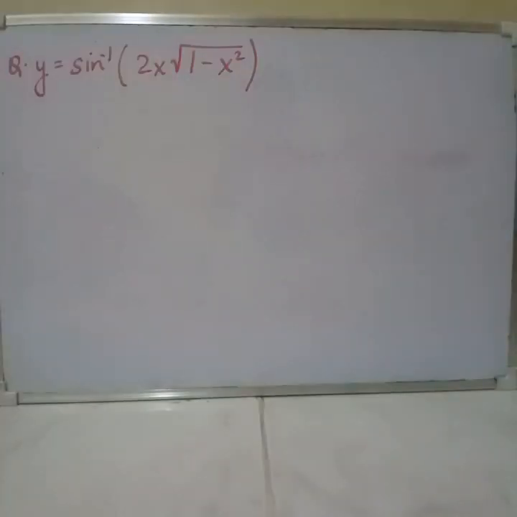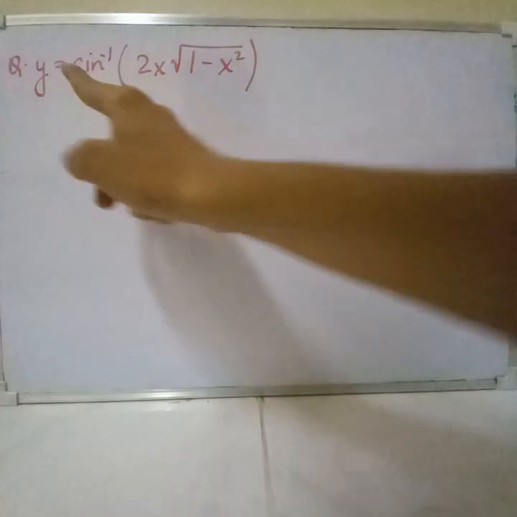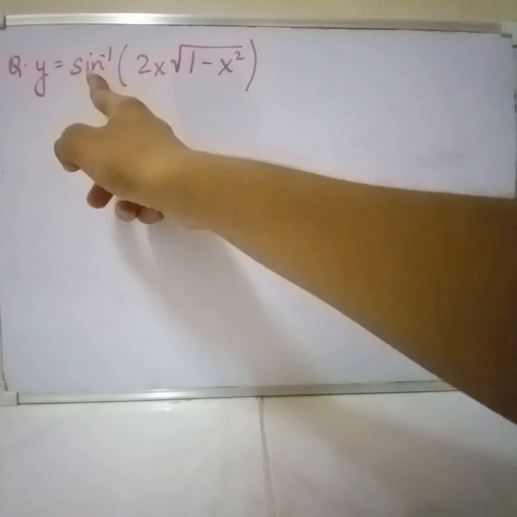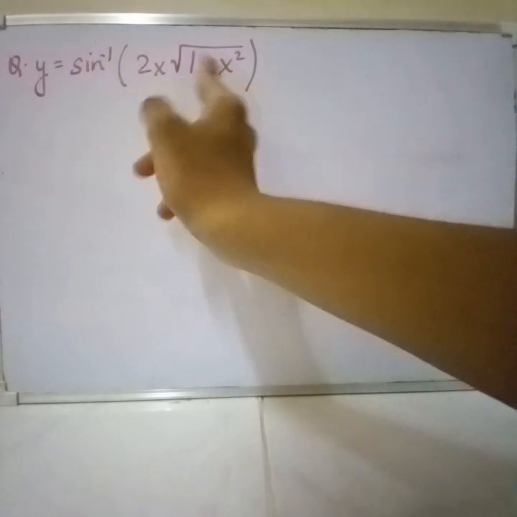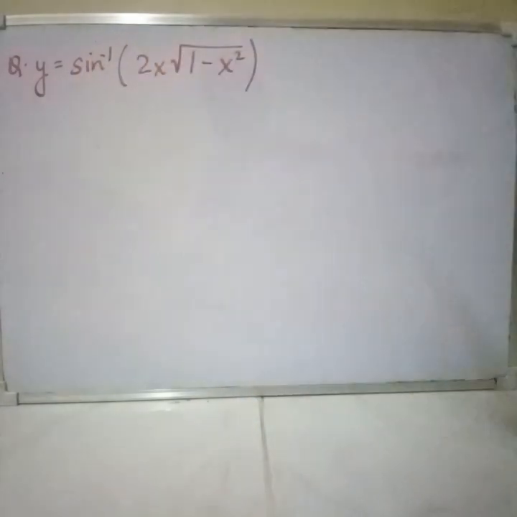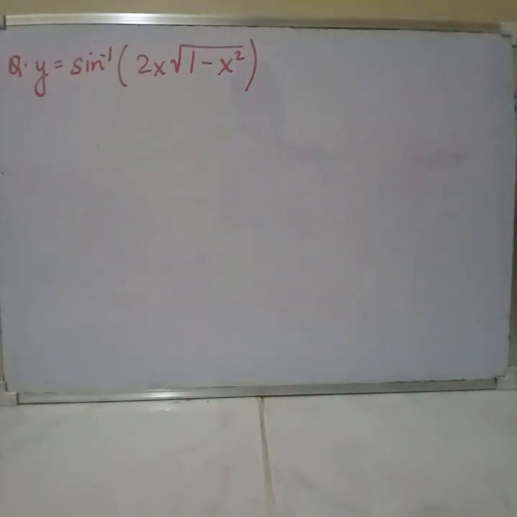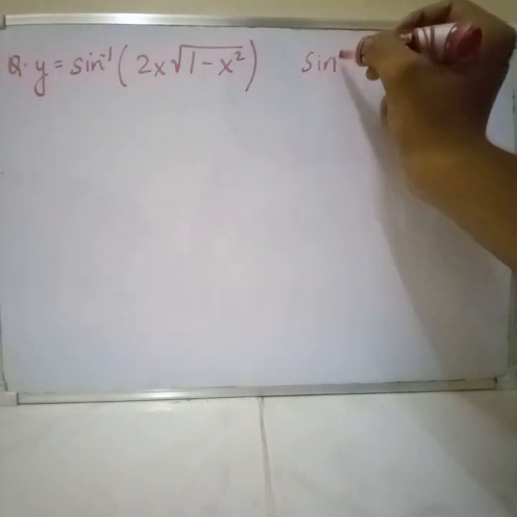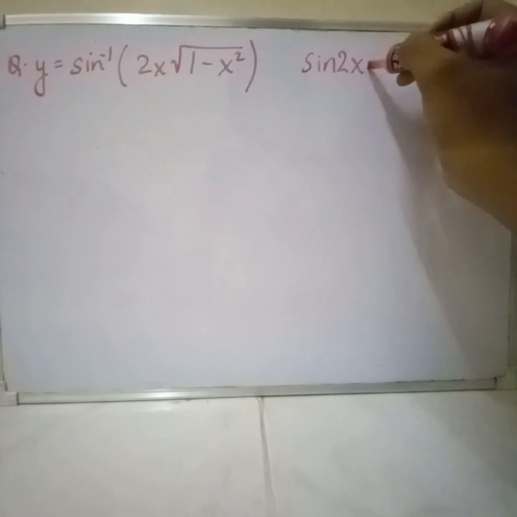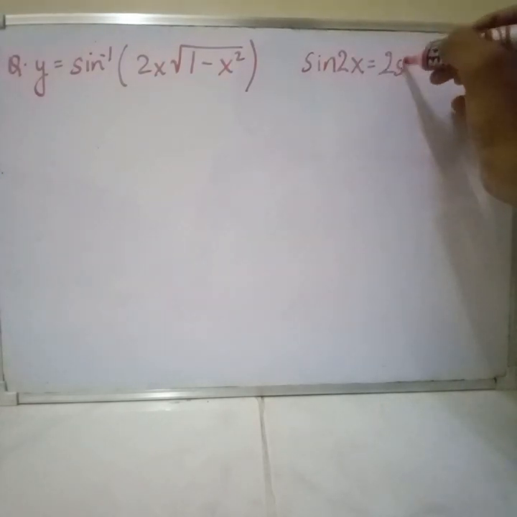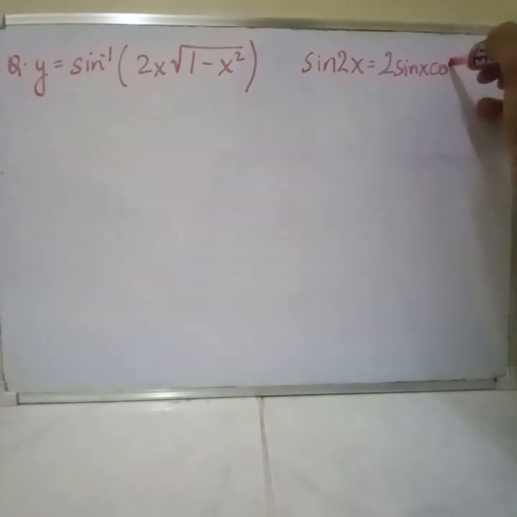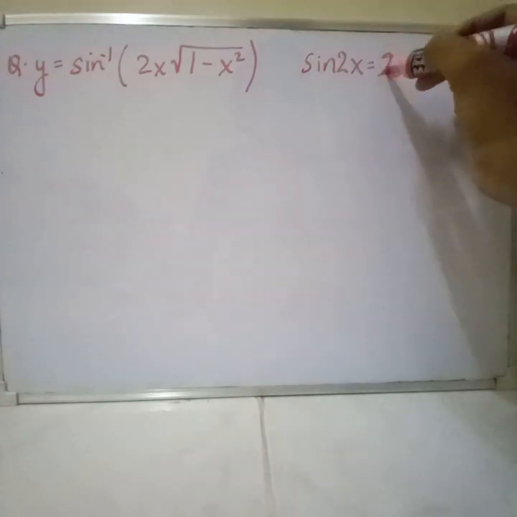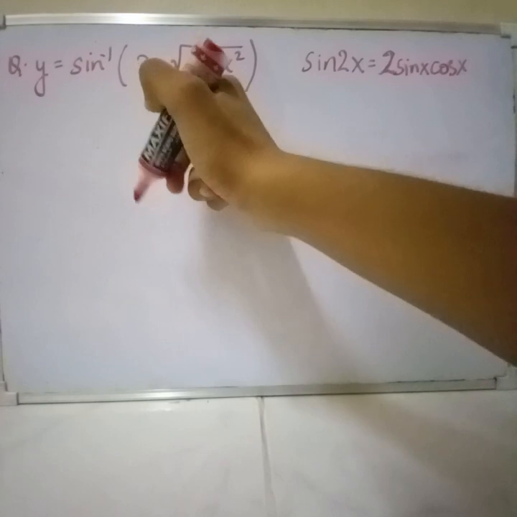So we have another question here, and we have to find dy by dx here also. If you check the outside, we have sine inverse of x. So whatever is inside, we have to try to make it as sine, so the sine inverse and the sine would get cancelled. For sine, we have this formula, sine of 2x equals 2 sine x cos x. So we can try to apply this formula here also.